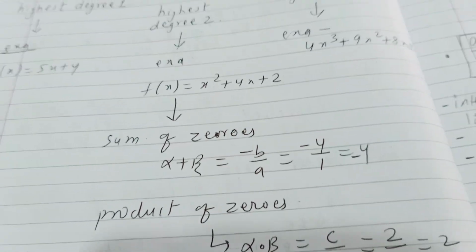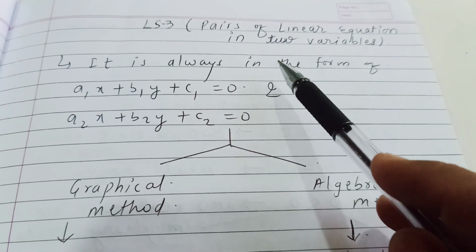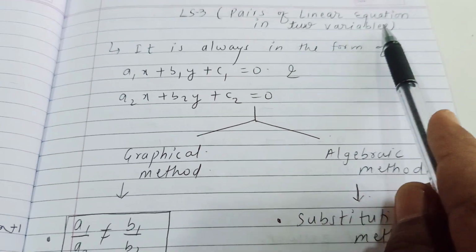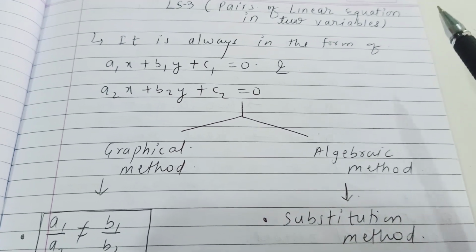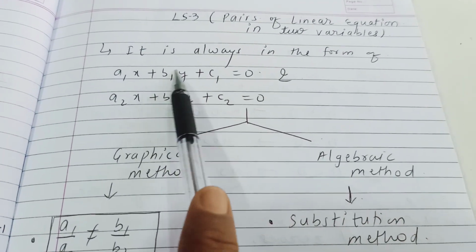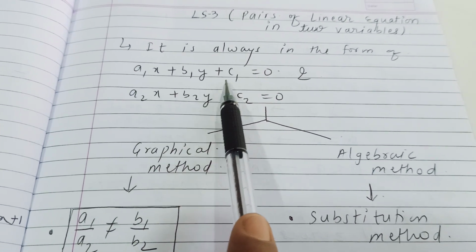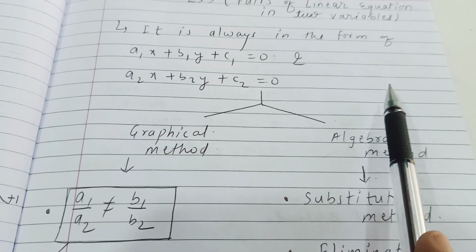Clear? Next is pair of linear equations in 2 variables. You have to pay attention to this. Pair of linear equations in 2 variables means it is very important to have 2 variables here, x and y, like this. So it is always in the form a1x + b1y + c1 = 0 and a2x + b2y + c2 = 0.